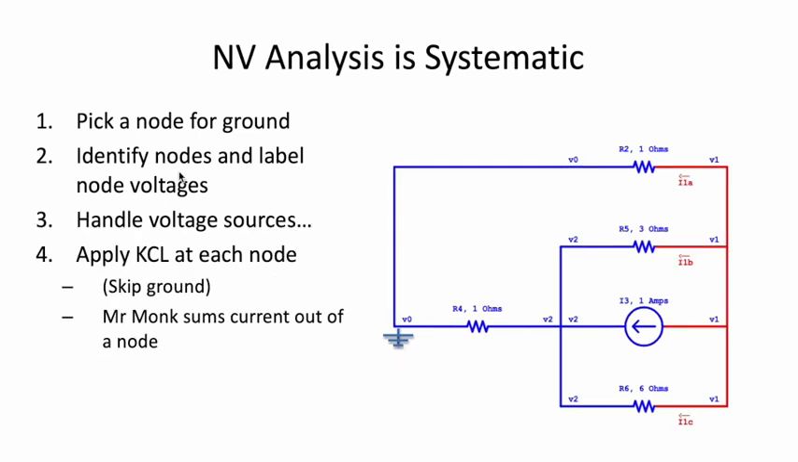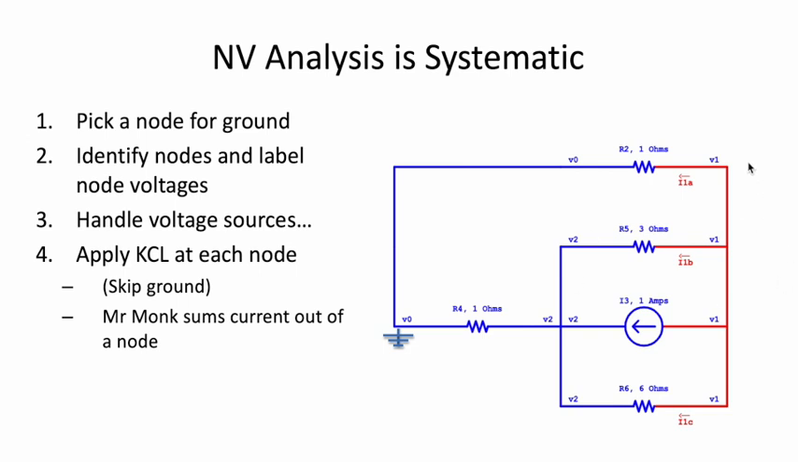Now, step 3 in the procedure involves handling voltage sources. That'll be in part 2 of the video, so we'll move on to step 4. Step 4, apply KCL at each node. Here we're over on node 1. You can see that it's highlighted in red. Now, I'll be like Mr. Monk on this one. I will always sum currents going out of a node.